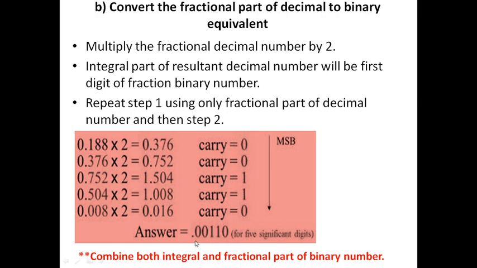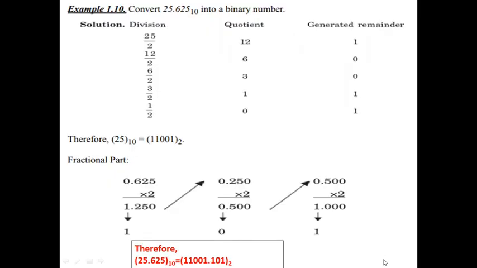0.00110, with this decimal point. This decimal point is there because it was already there in the question. Because you converted 0.188 into its binary, that point will always be there. Now you have to combine both the integral and fractional parts of the binary number. So for example, see here, convert 25.625, a decimal number, because by looking at the base 10 you can make out that this is a decimal number. You have to convert this into a binary number.